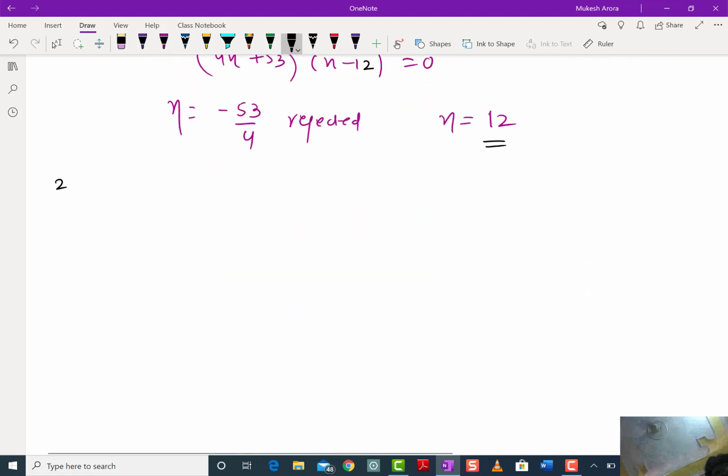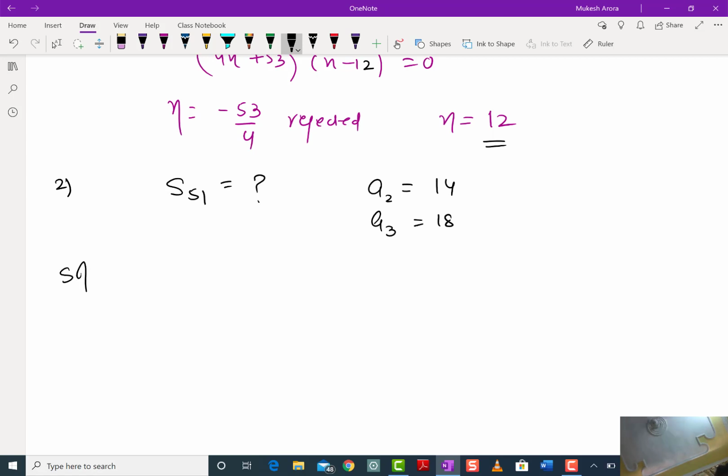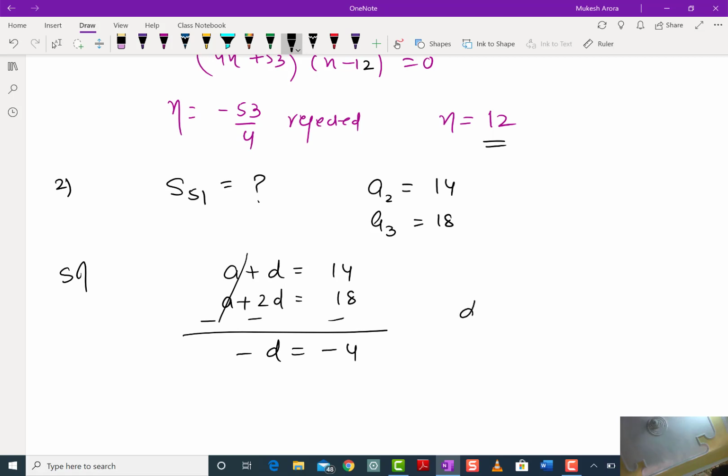Second question is, find the sum of the 51 terms of the AP whose second and third terms are, second term is 14 and third term is 18. So very simple. a plus d is equal to 14 and a plus 2d is equal to 18. So subtracting, minus d is equal to minus 4, d is equal to 4. a plus 4 is equal to 14, a is equal to 10.